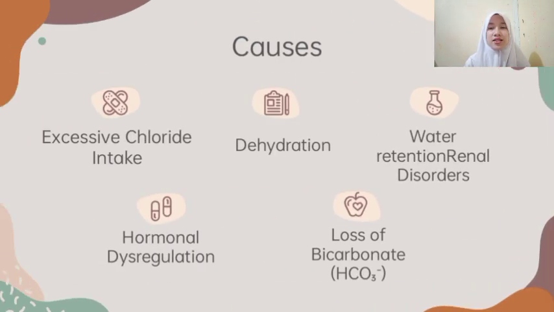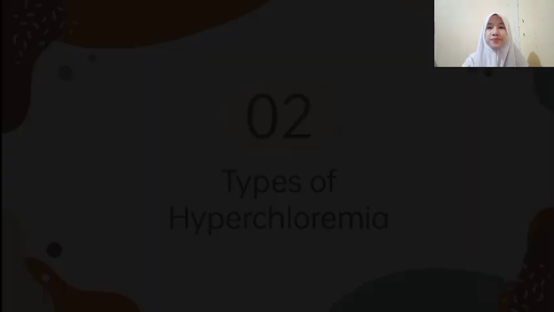The first one is excessive chloride intake through saline IV or high sodium diets. Second is dehydration, which leads to concentrated chloride levels. The third one is renal disorders such as chronic kidney disease or renal tubular acidosis. The fourth one is bicarbonate loss, often due to severe diarrhea or metabolic acidosis. And lastly, medications such as diuretics that affect electrolyte balance.